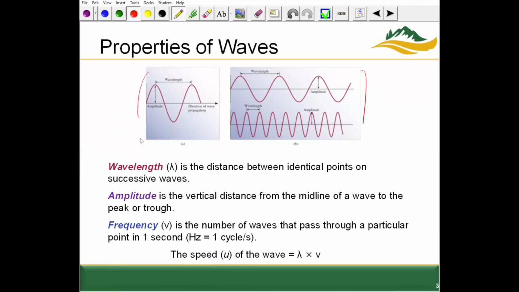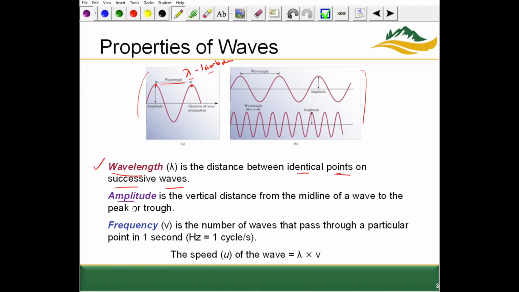We'll look at that in a little bit. So the wavelength is the distance between identical points on successive waves. So let's say we pick this top portion and then this top portion, so it needs to be on identical points. That distance is our wavelength, denoted as lambda. So this Greek symbol lambda is how we denote wavelength.